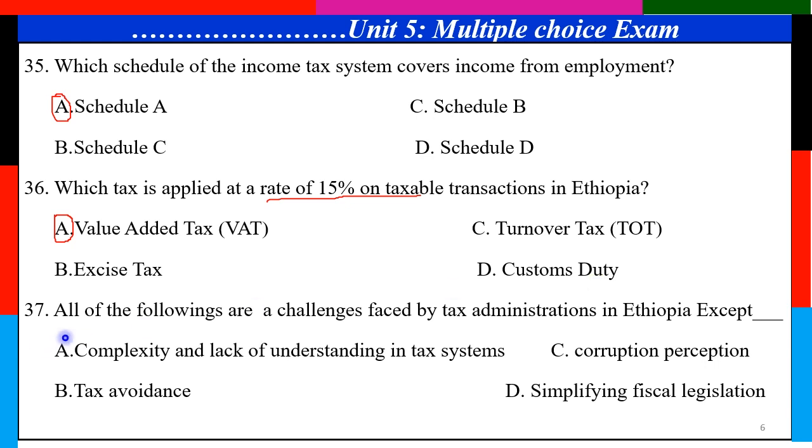Question number 37. All of the following are challenges faced by the tax administration in Ethiopia except dash. A. Complexity and a lack of understanding in tax system. B. Tax avoidance. C. Corruption perception. D. Simplifying fiscal legislation.